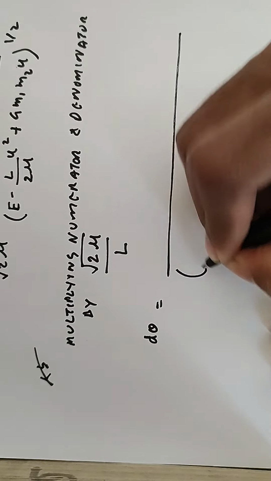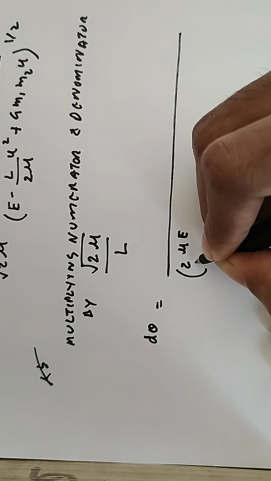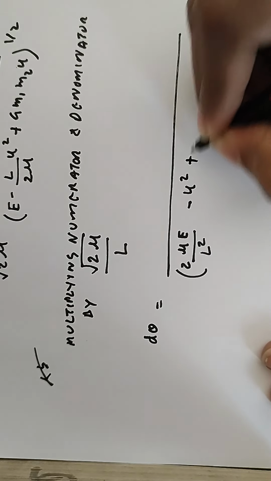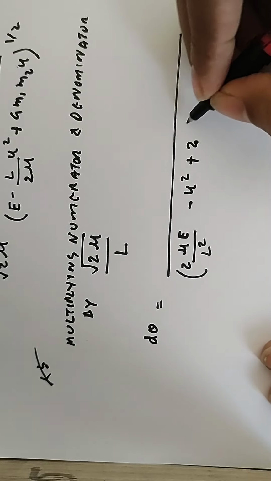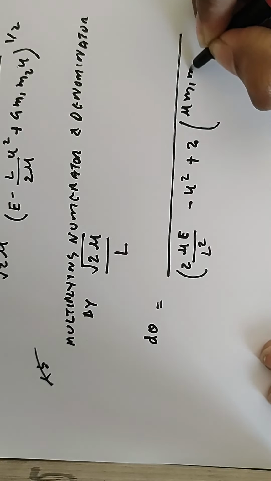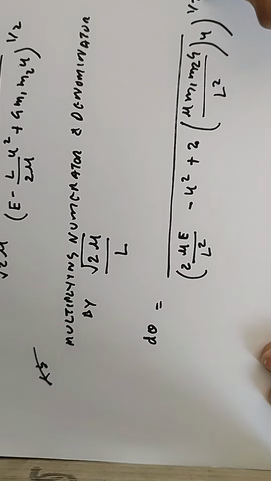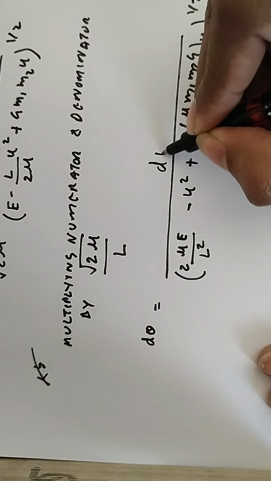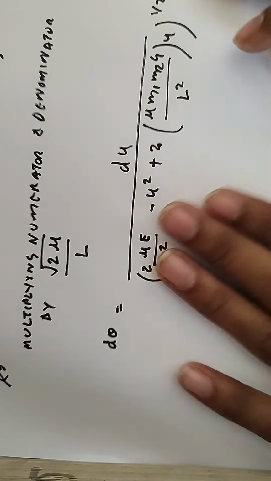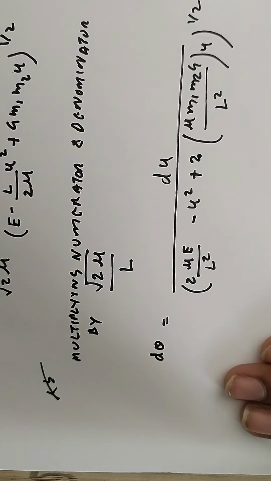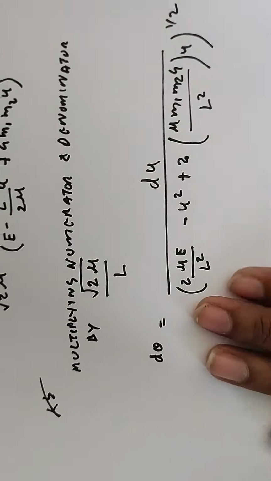I know it looks disgusting, but give me a second to explain it. d theta is equal to minus du over the square root of the quantity 2 mu E over L square minus u square plus 2 mu m1 m2 G upon L square u. So this is what you get if you multiply by this factor. I know it looks dirty, but we can analyze it by the following procedure.